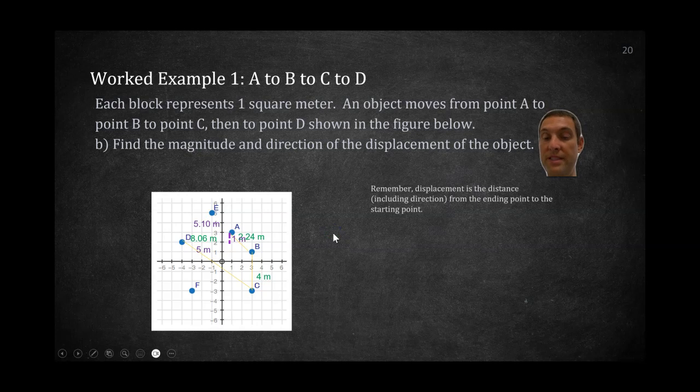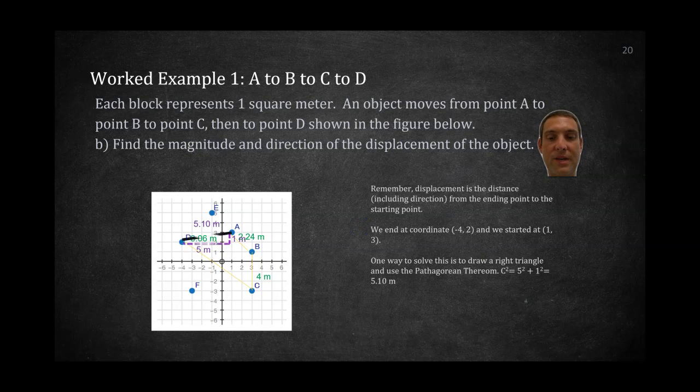Remember, displacement is the distance, including direction, from the ending point to the starting point. We end at coordinate -4, 2, and we started at 1, 3. One way to solve this is to draw a right triangle and use Pythagorean theorem again. C squared equals 5 squared plus 1 squared, which gives us about 5.1 meters.